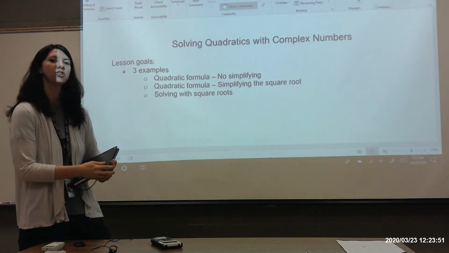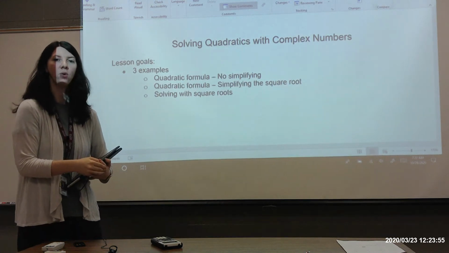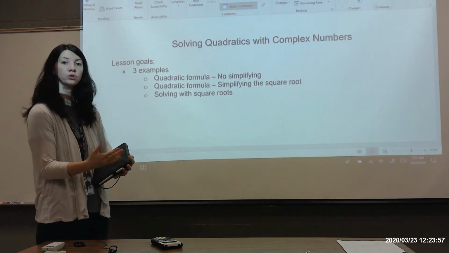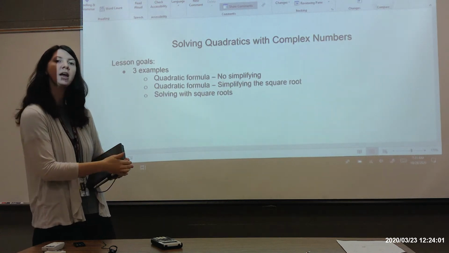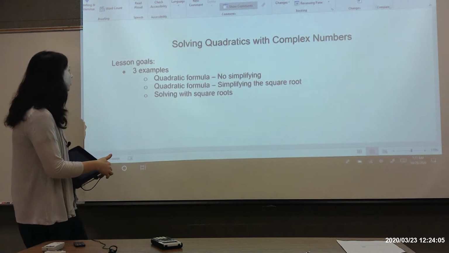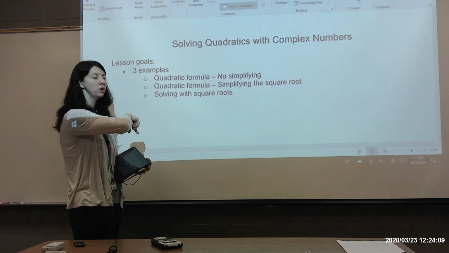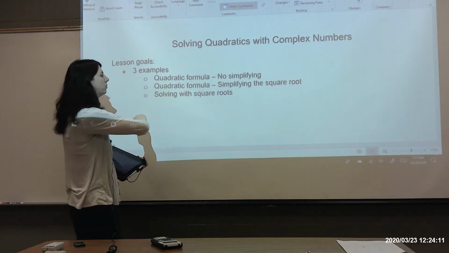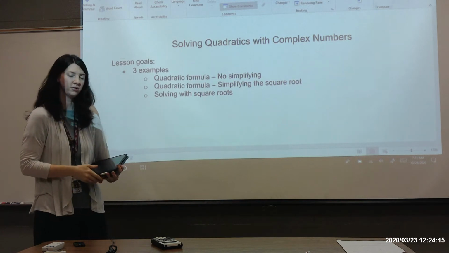Now we're going to look at solving quadratics with complex numbers. So that means that we have a quadratic with a complex root or solution. Before we called it no real solution, now we're going to look at how to actually simplify with it. We are going to do 3 examples. One with the quadratic formula where there's no simplifying. One with the quadratic formula where we can simplify the square root. And then one where you don't even have to use the quadratic formula.